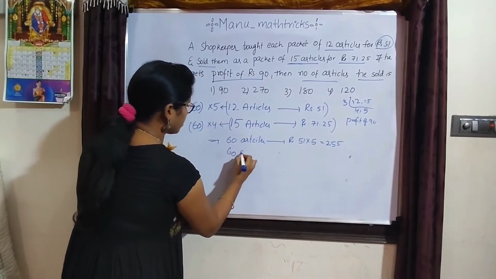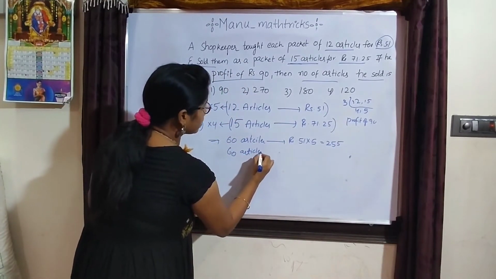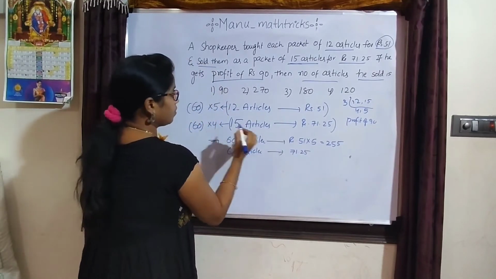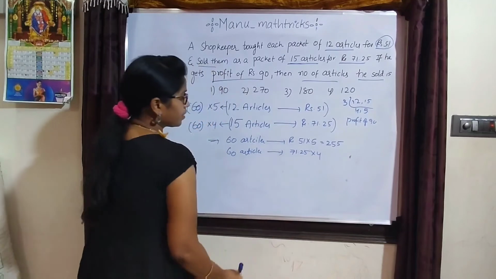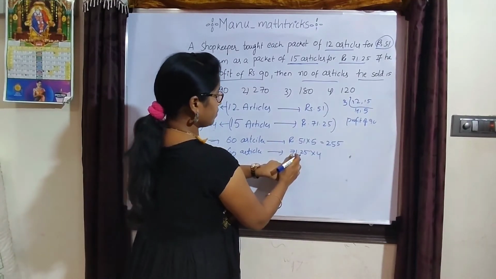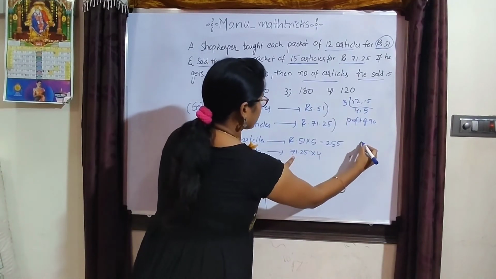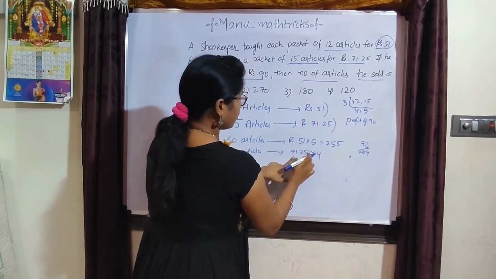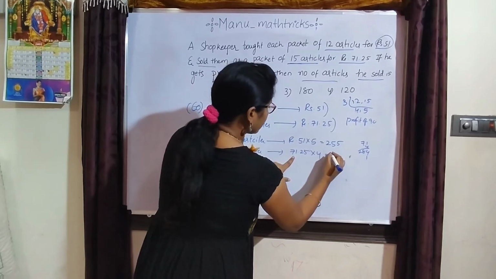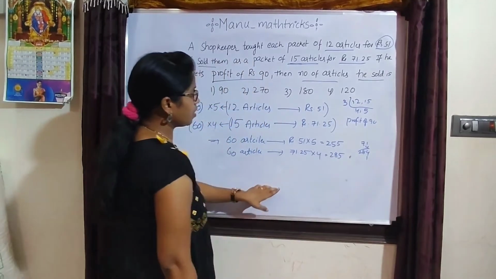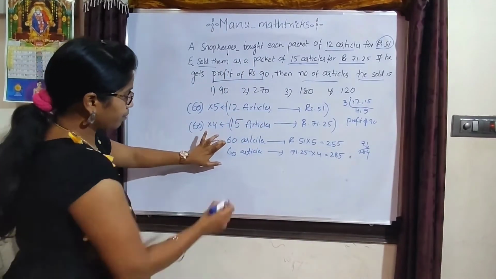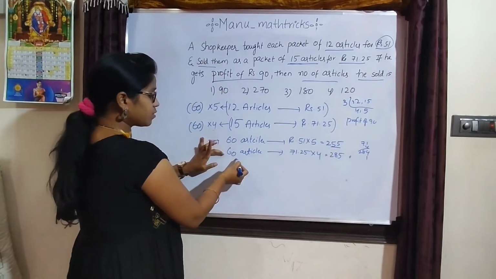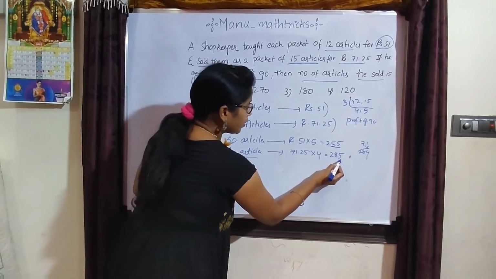Now 60 articles, 71.25 into multiply with 4, that is 71 into 4. 71 4s are 7 4s are 28, and 4 into 25 is 100, which is 285. Now observe here, he bought 60 articles for rupees 255 and he sold 60 articles for 285.